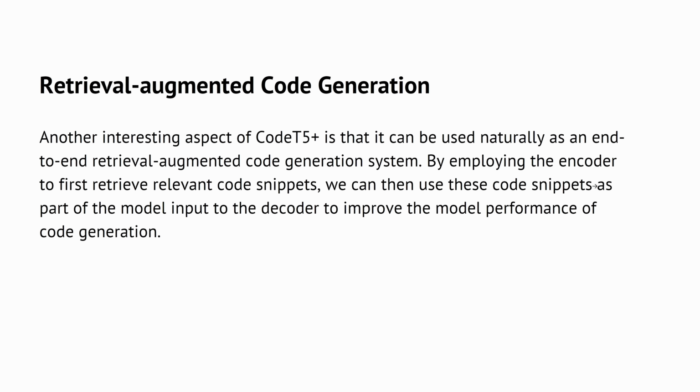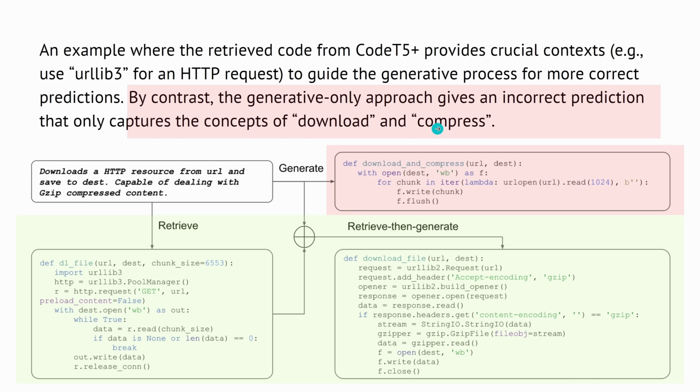There's even a better way, because you can use here retrieval augmented code generation. I have a specific video on this, you know this, but just to show you how it works and what is the benefit of it, because of the way we built our transformer, about the architecture that is now different to a pure GPT system, let's have an example. So our query to the system is: download an HTTP resource from URL and save to a destination capable of dealing with gzip compressed content. So write this code for this particular query of mine.